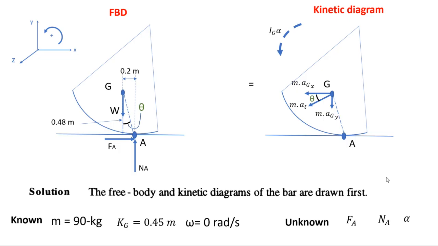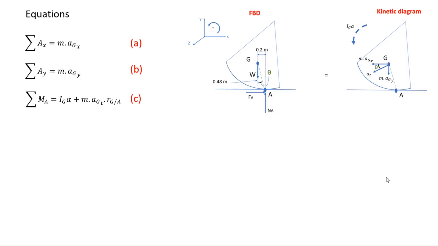So the known values are going to be the mass, the kg value, and omega is equal to 0, and the unknowns are going to be F_A, N_A, and alpha. So the set of equations we're going to use in this question is going to be the three that we know. So the sum of the forces at the point in the x direction in the free body diagram is going to be equal to the kinetic forces we have in the kinetic diagram.